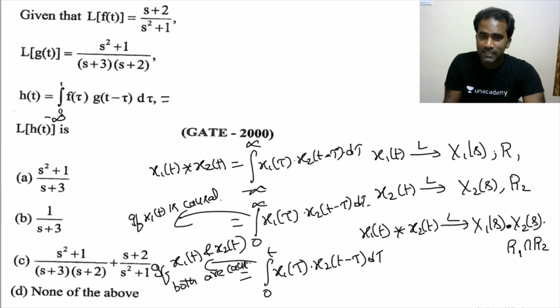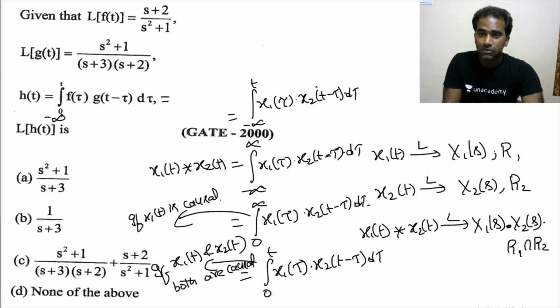The convolution formula changes based on whether one of the signals is causal or both signals are causal. Okay. What if x2 of t is causal? Let me write the formula. If x2 of t is causal, the lower limit will not change, only the upper limit will change. x1 of tau into x2 of t minus tau d tau. If x2 of t is causal, the upper limit will change like this. This is the formula if x2 of t is causal.